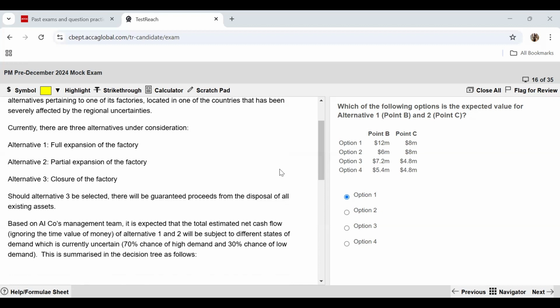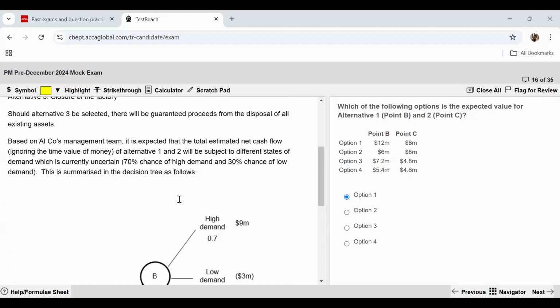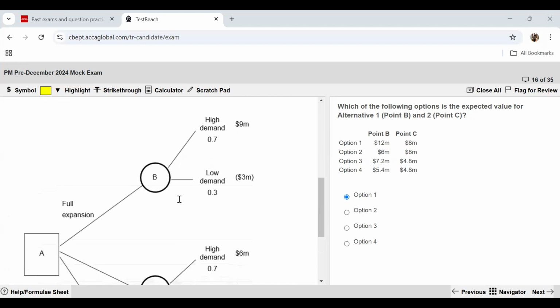Should alternative 3 be selected, there will be guaranteed proceeds from the disposal of all existing assets. Based on AI company's management team, it is expected that the total estimated net cash flow, ignoring the time value of money, of alternative 1 and 2 will be subject to different states of demand, which is currently uncertain: 70% chance of high demand and 30% chance of low demand. This is summarized in the decision tree as follows.